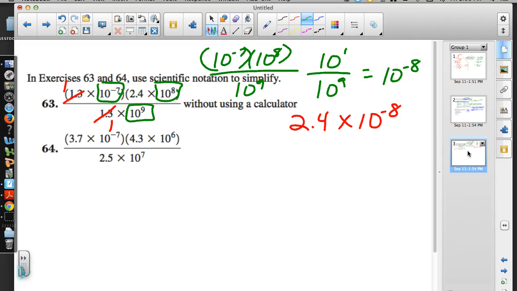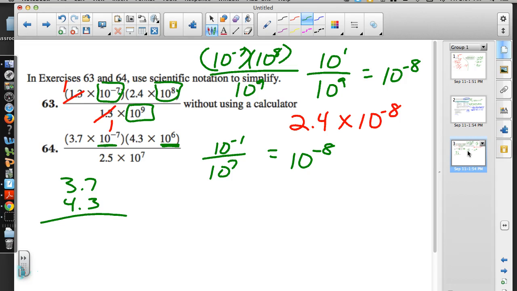In 64, this one is not quite so much fun with the numbers. We're still doing the same thing with our times tens. So negative 7 plus 6 is negative 1. Over 10 to the 7th, we would subtract the exponents, and negative 1 minus 7 would be negative 8. The problem is 3.7, 4.3, and 2.5. It said we couldn't use a calculator, so we're going to do that multiplication by hand. 3 times 7 is 21, and unfortunately with this one, there really isn't a quick, fast, easy way to do the division.